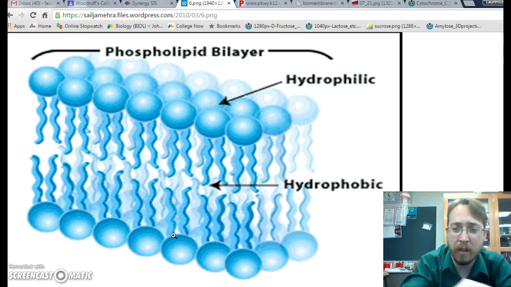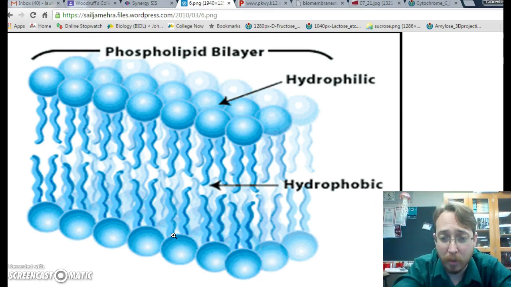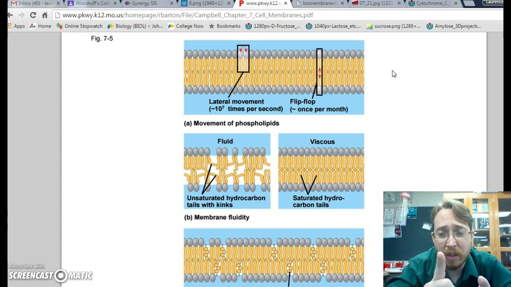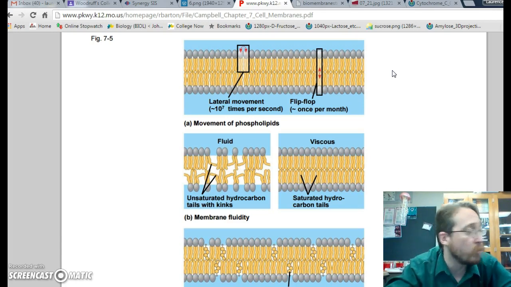If I poke the cell, it doesn't burst immediately or rip or tear because it has this give because of these weak connections between those molecules. It's pretty crazy. Not only is it made of unconnected parts, these parts move, and they move constantly. And this is a failure of all of the models that you've been exposed to so far.